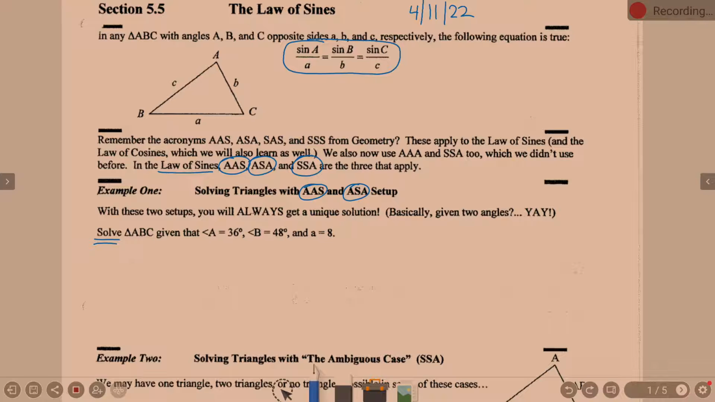Now, let's talk real quick. Which setup is this? If they're giving us angle A, angle B, and side a. If you use this triangle up here, angle A, angle B, and side a. Which setup is that?